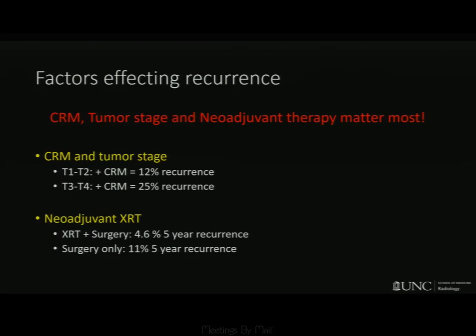But if you can't remember all that, because there are a lot of things on that slide, you really only have to focus on three things: the margins, the tumor stage, and whether or not they get neoadjuvant therapy. So if you look at the margins and the tumor stage, patients who had T1 and T2 disease with a positive margin had a 12% recurrence. Those who had T3 and T4, 25% recurrence. You could see that in patients who got neoadjuvant therapy, they had half the recurrence rate of those who only got surgery alone in the appropriate patient population. So if you forget all that, you always want to know about your margins, your tumor stage, and what sort of therapy the patient had prior to their surgery.